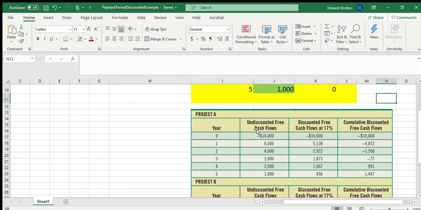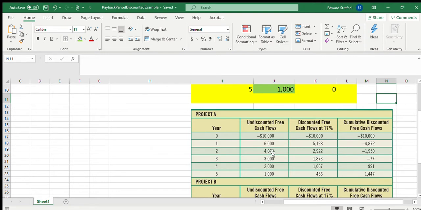What I would ask you to do, if you're following along, is work these numbers out yourself. Go to Excel, go to present value, and plug in 6,000. Plug in 17% as your rate. Put in the year 1, in this case, for the period, and you should get 5,128.